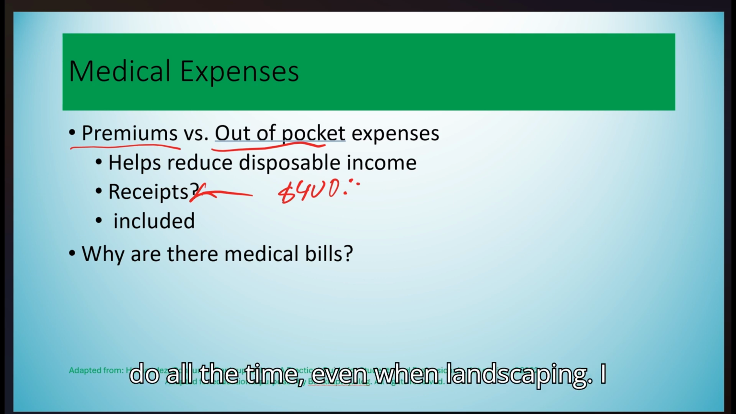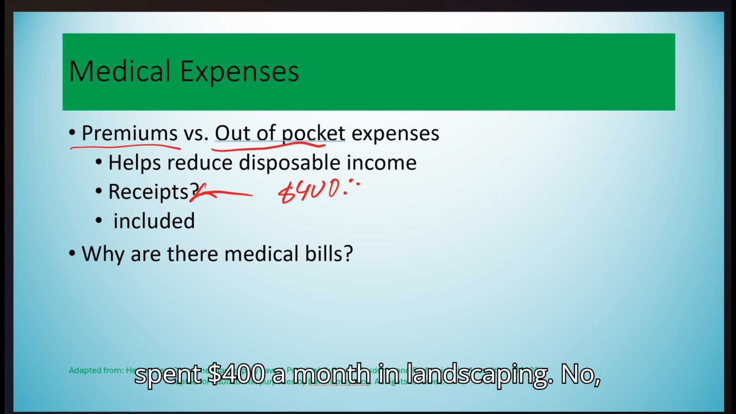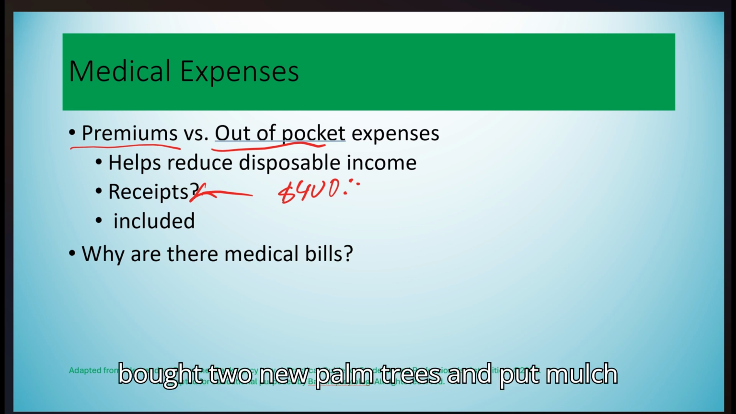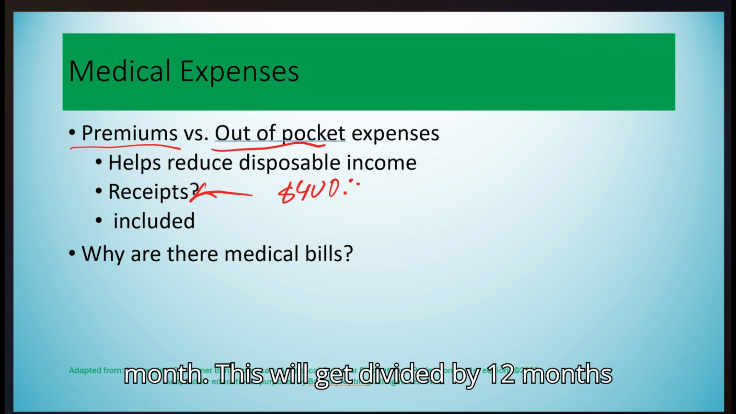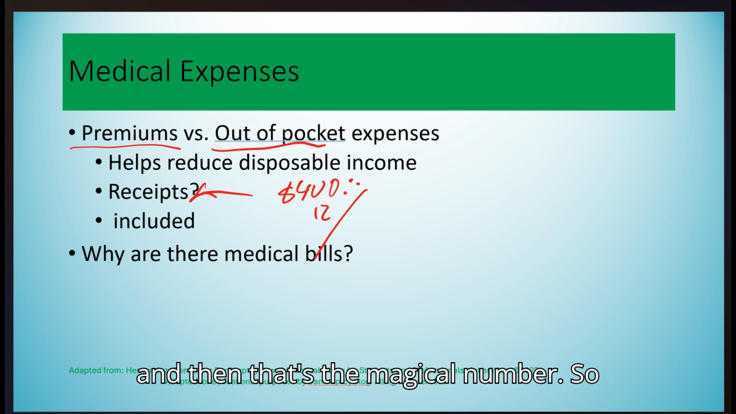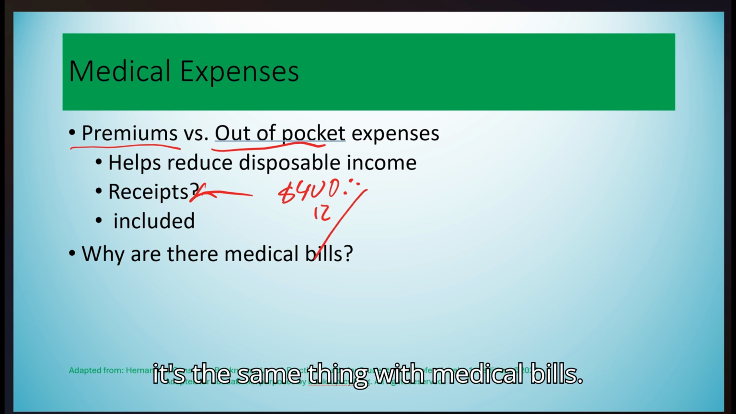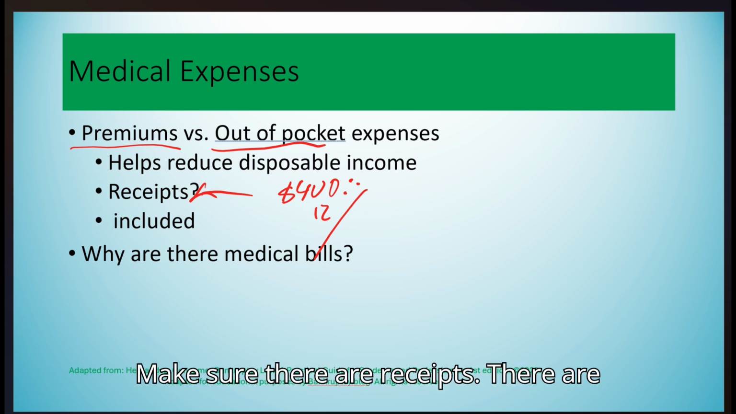That's what clients do all the time, even with landscaping. Oh, I spend $400 a month in landscaping. No, you spent $400 last month because you bought two new palm trees and put mulch all around the house and it looks great, but that's not what you spend every month. This will get divided by 12 months and then that's the magical number. So it's the same thing with medical bills. Make sure there are receipts.